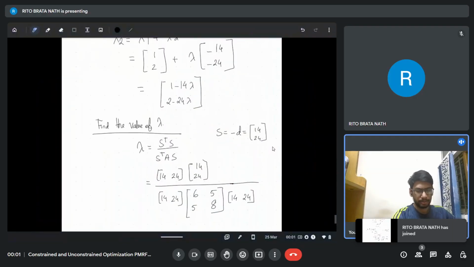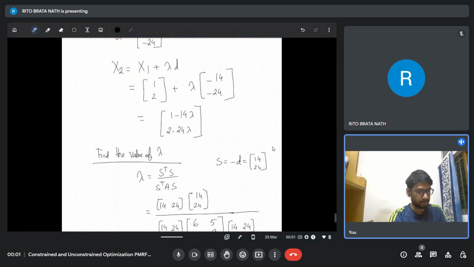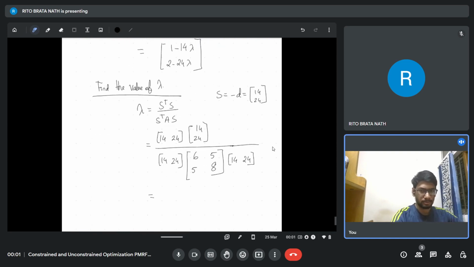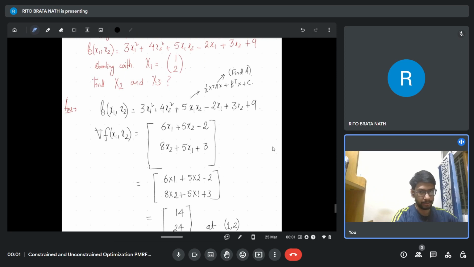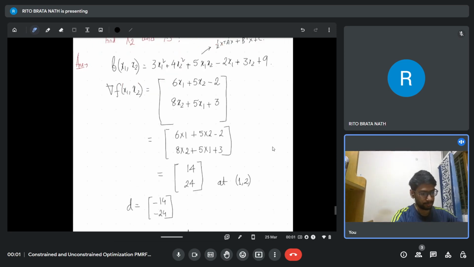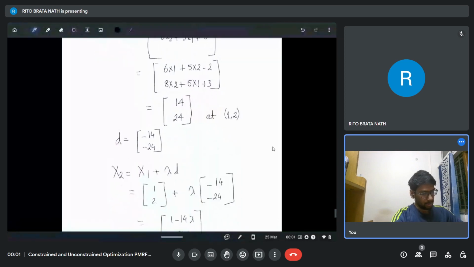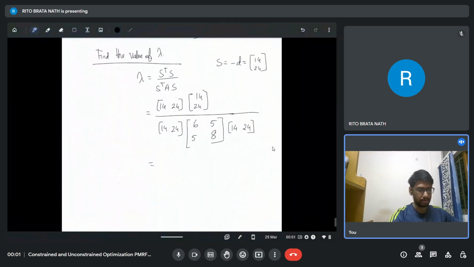Okay, so what I did here is that x2 equals x1 plus lambda d, and I wrote that expression in terms of lambda, and I have to find the value of lambda. So this S transpose S divided by S transpose AS is what I have to do. And S is nothing but negative of D, so that I have written. And the A expression you can find out using the original function expression, and you can write it as a quadratic function and get the symmetric matrix A. So now I have to calculate this value. I'll just quickly try to do that.